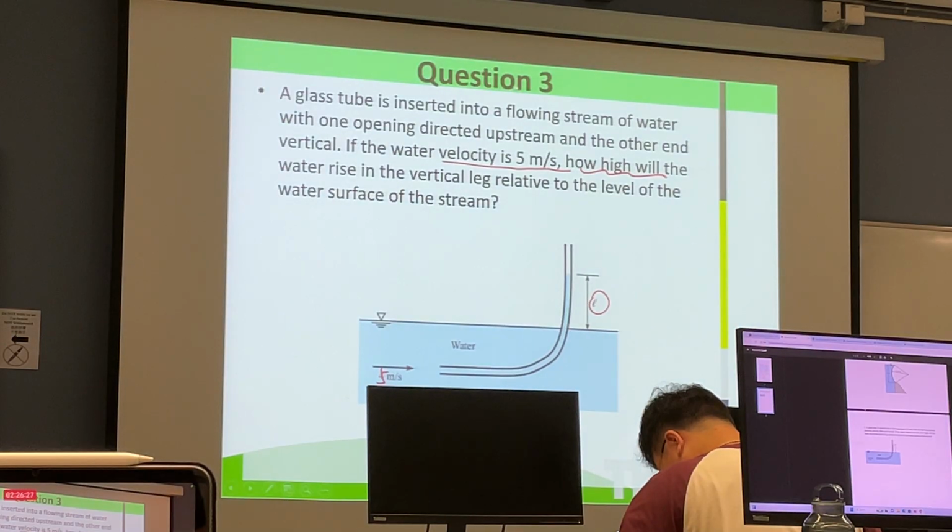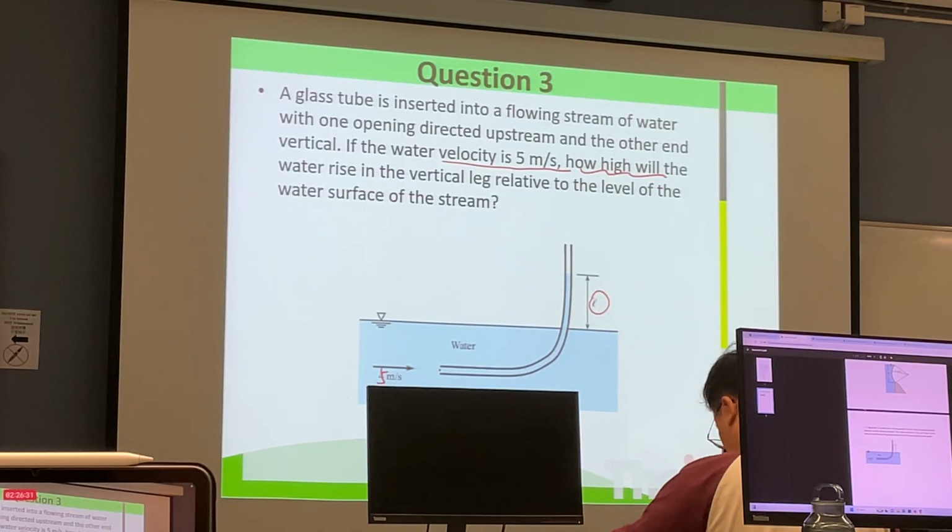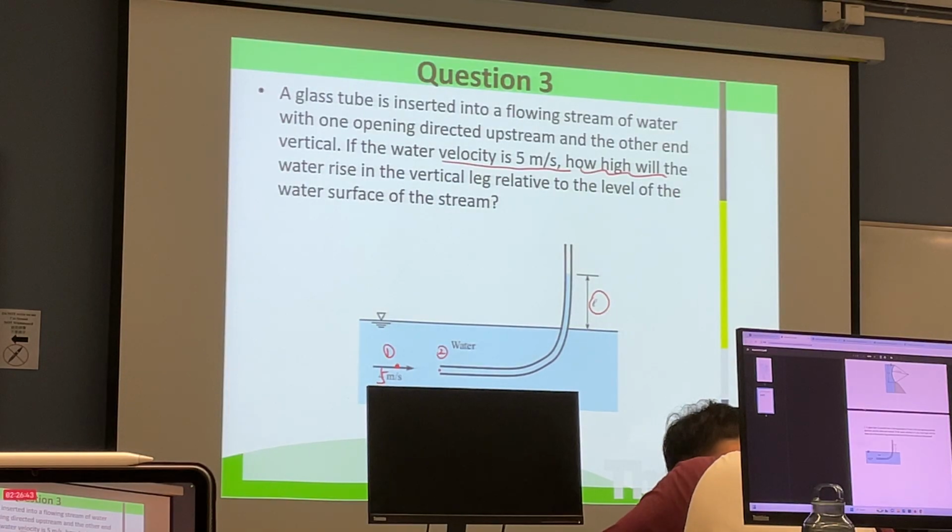Actually, we have analyzed this situation in the lecture. Now, here is location 2. We say location 2 here. Any one of the points before it, we say it's location 1. In this figure, we may use the Bernoulli equation.